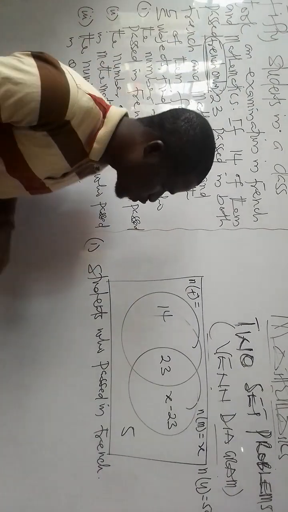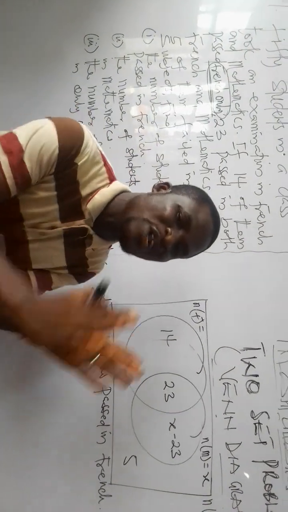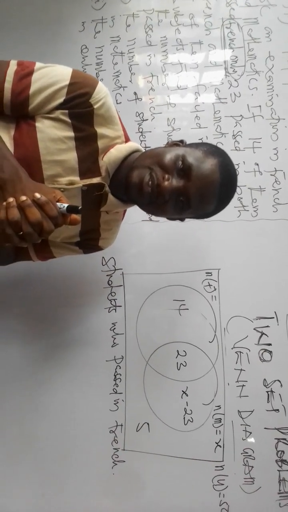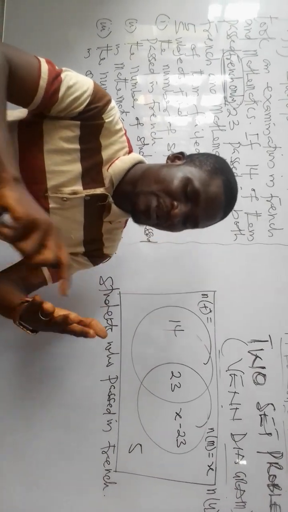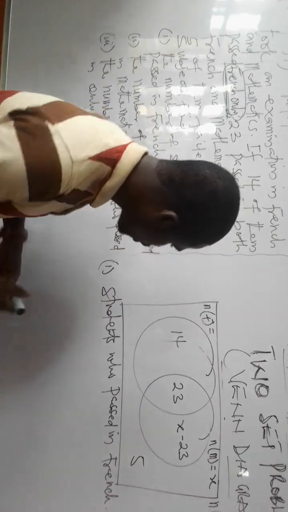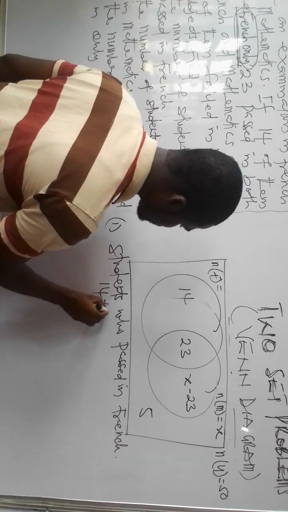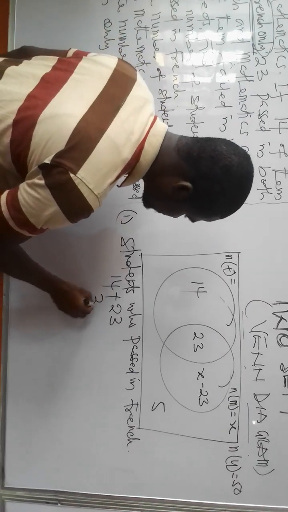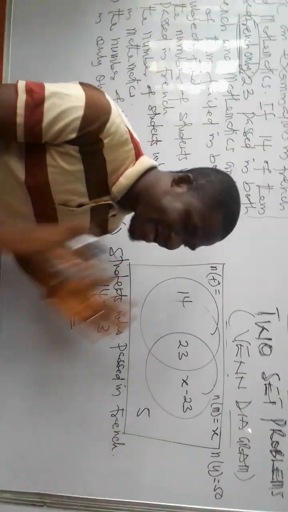Okay, so to get those who passed in French, we are going to add those who passed in French only plus both subjects. Those who passed French only plus both subjects will give us those who passed French. So 14 plus 23 will give us 37. So it means that 37 students passed French.